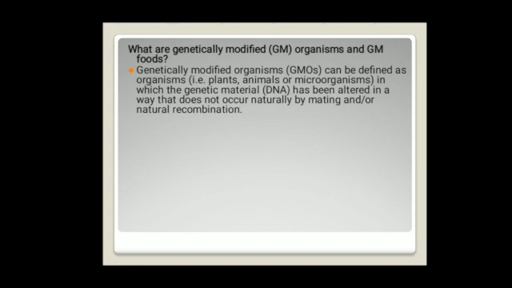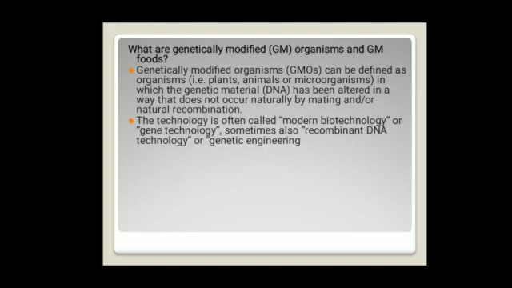Genetically modified organisms can be defined as organisms such as plants, animals, or microorganisms in which the genetic material, or the DNA, has been altered in a way that does not occur naturally by mating and or natural recombination. The technology is often called modern biotechnology or gene technology, sometimes also recombinant DNA technology or genetic engineering.